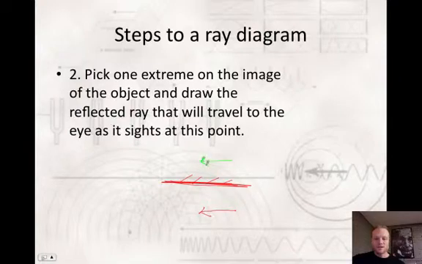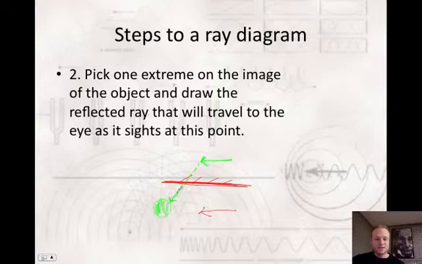What this basically says is pick one extreme on the image and draw a reflected ray that will travel to the eye's sight point. So I'm going to draw a head right here. This is supposed to be a head. He, or she, is looking at this arrow. Typically, the rays that are behind the mirror, because they're not really real, they're just pretend, are going to be represented by dotted lines. So I'm going to draw some dotted lines coming at this mirror, and once you pass the mirror, this is a real light ray, and it will travel to this person's head.